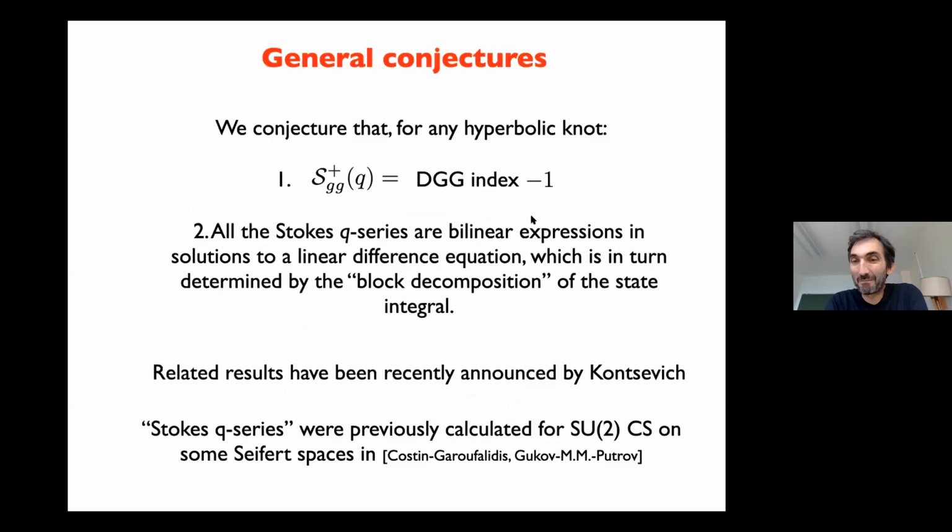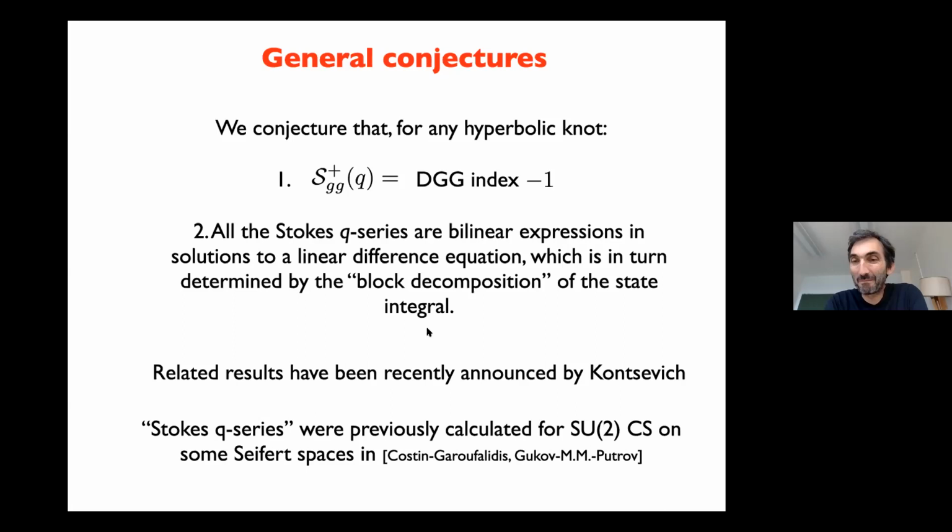So the picture that emerges from this is the following. First of all, for any hyperbolic knot, we conjecture that the Q series associated to the geometric representation is always given by this DGG index. You have to subtract 1 for convention, but the numbers that appear in the Q series are just the DGG index. So this is one particular entry of this matrix. Now, in general, all the entries of these matrices are bilinear expressions in solutions to a linear difference equation. And this linear difference equation, you can read from the holomorphic block decomposition of the state integral. I would like to mention that similar results for these Stokes constants associated to these multi-covering properties were recently announced by Kontsevich.